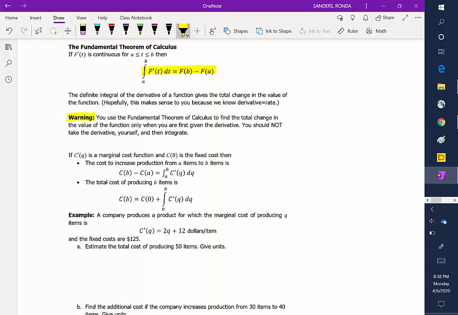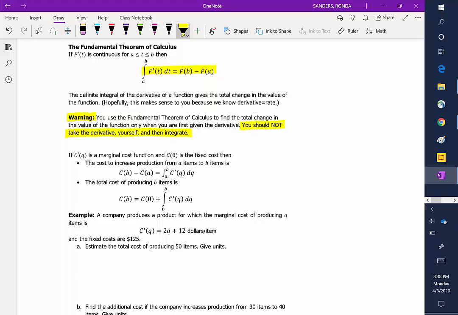Warning: you use the fundamental theorem of calculus to find the total change in the value of the function only when you are first given the derivative. You should not take the derivative yourself and then integrate. If you had the function F and you wanted to know F of b minus F of a, you would just calculate it. You wouldn't first take the derivative and then integrate to be able to find this difference.